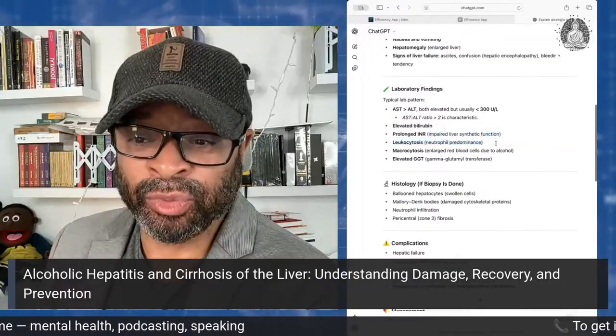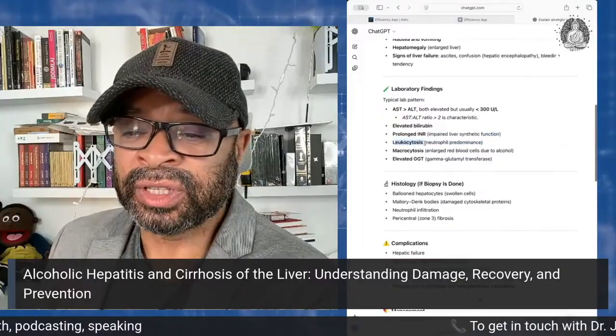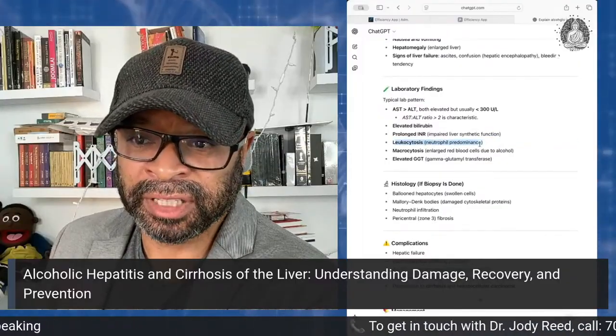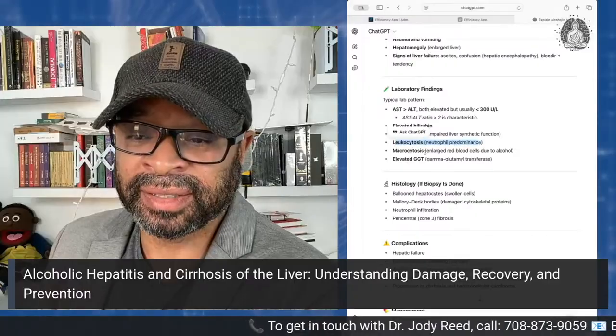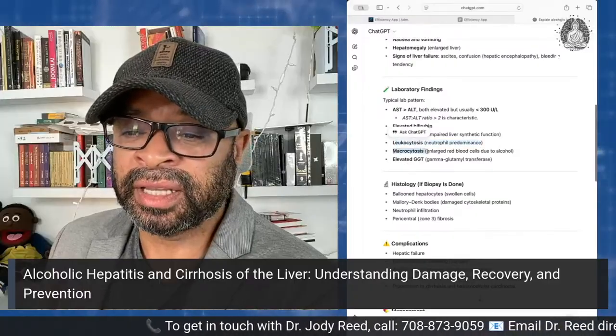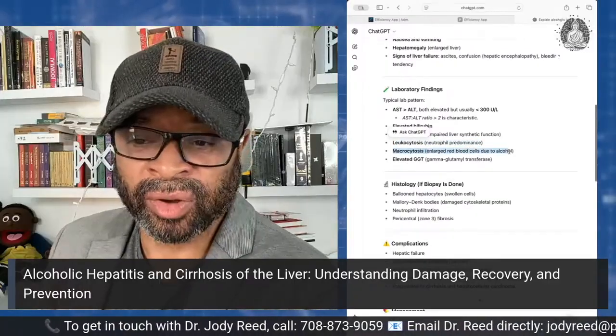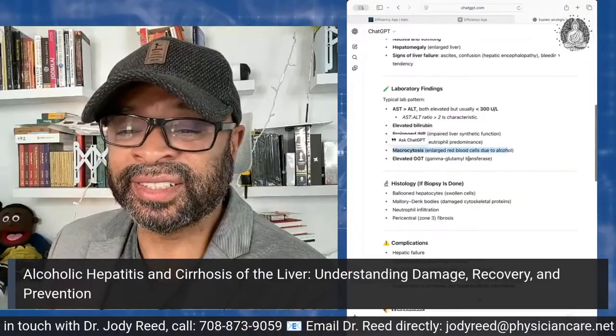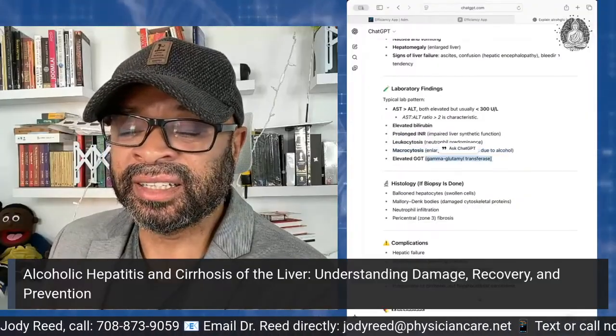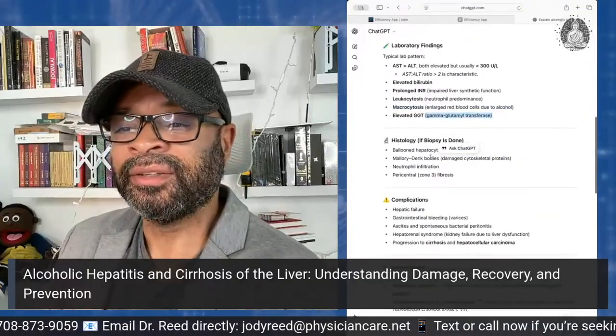producing the albumin, right? Leukocytosis, neutrophil predominance because of the immune response. Macrocytosis, that's enlarged red cells due to alcohol. Elevated GGT. Okay, those are liver findings.